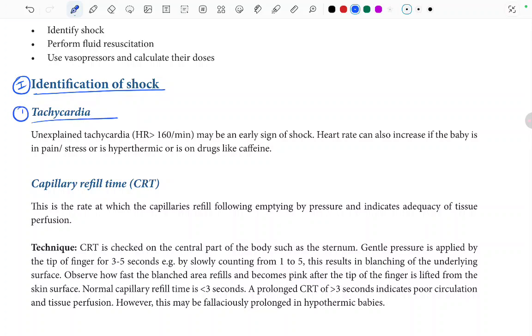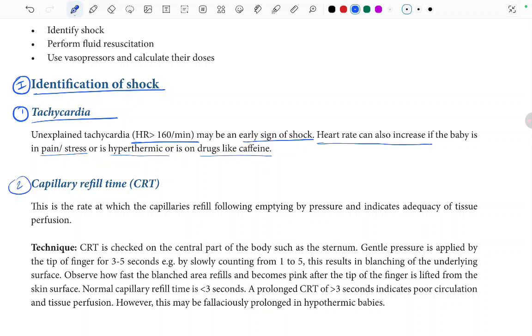Tachycardia. Unexplained tachycardia, heart rate of more than 160 per minute, may be an early sign of shock. Heart rate can also increase if the baby is in pain or stress, or is hyperthermic, or is on drugs like caffeine. When can the heart rate be increased? If the baby is in pain or stress, hyperthermic, or is on drugs like caffeine. So the first feature of shock that we read is tachycardia.